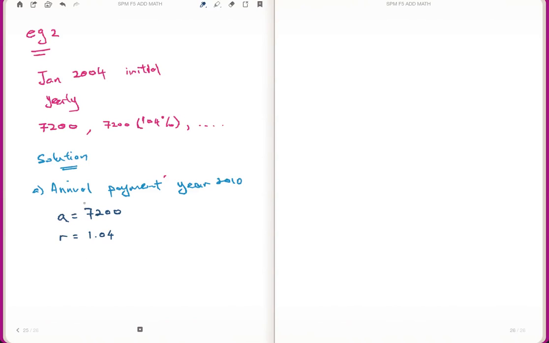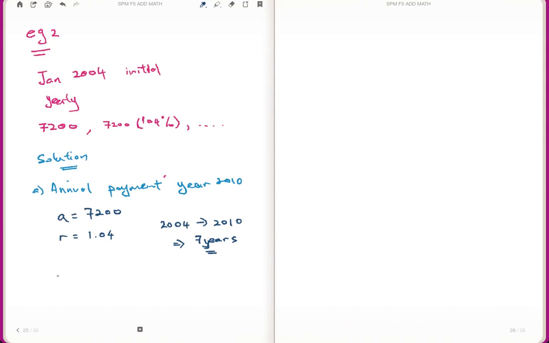In order to get the annual payment, from 2004 to 2010, there are a total of 7 years. Please take note of it, not 6 but 7: 4, 5, 6, 7, 8, 9, 10. 7 years. It is important here because it's quite common for students to think that it is only 6, but it's actually 7.